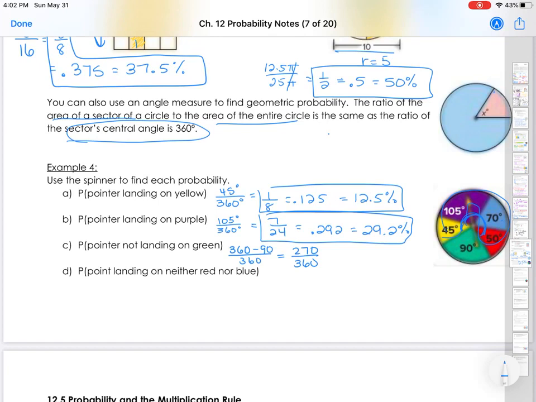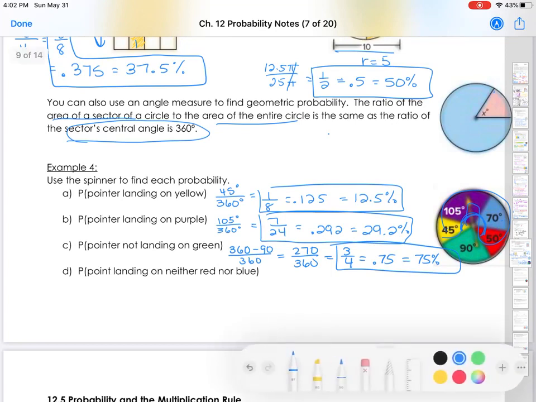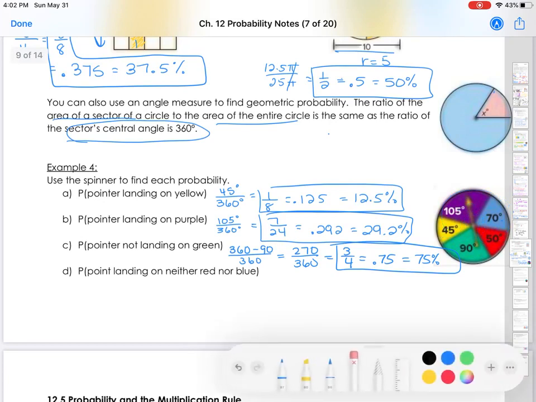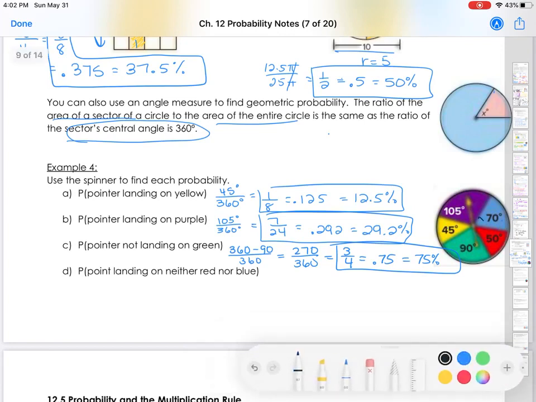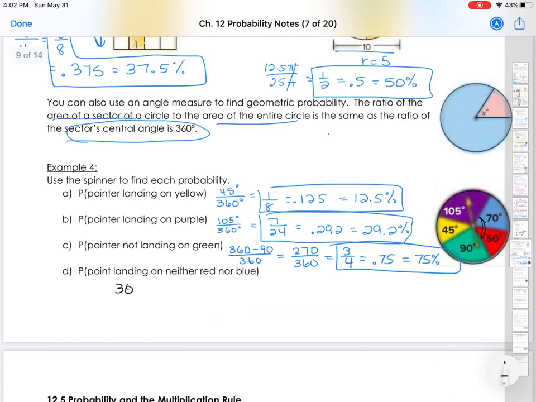Or I could just subtract 90. Either way, you're going to get the same numerator here. So I'm going to go with 360 minus 90 because I think that's a little quicker. So when I subtract, that'll give me 270 over 360. But if I added these guys together, that would also give me 270. So it doesn't matter which way you want to do it. If I do 270 over 360, that's going to be 3/4, which is 0.75, which is 75%.